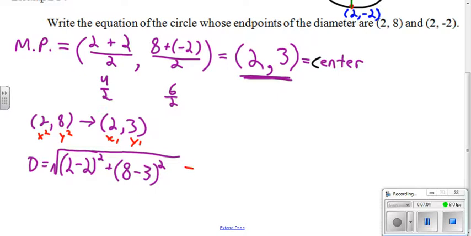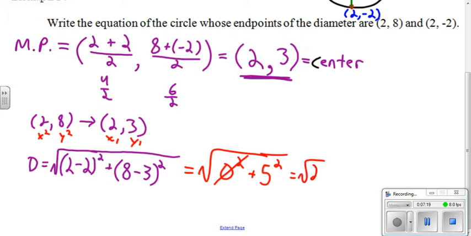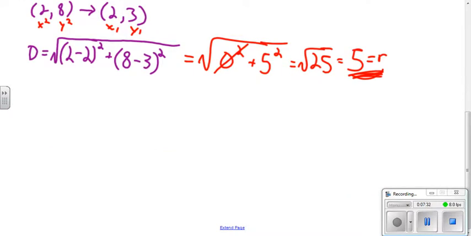Now from here we say 2 minus 2 is 0 squared, plus 8 minus 3 is 5 squared. 0 squared is just 0. 5 squared is 25, so we'd say it's the square root of 25, which we know is 5, so 5 is our radius. Now we know our center, we know our radius, so we are ready to create our equation from that.